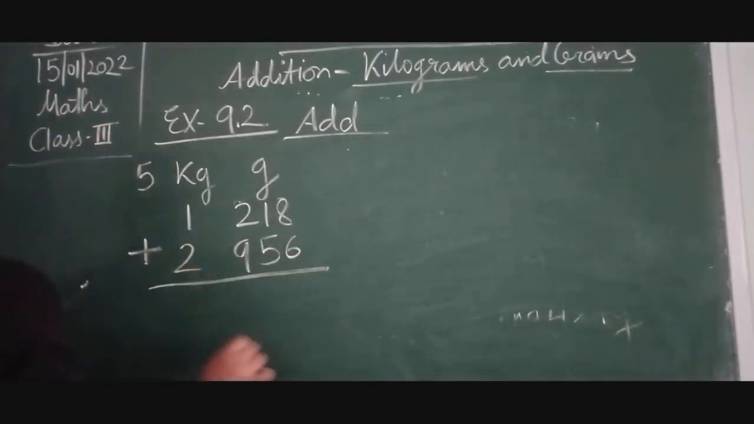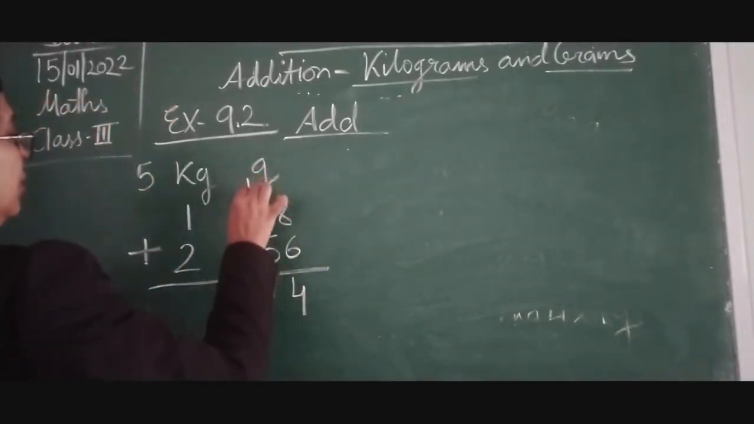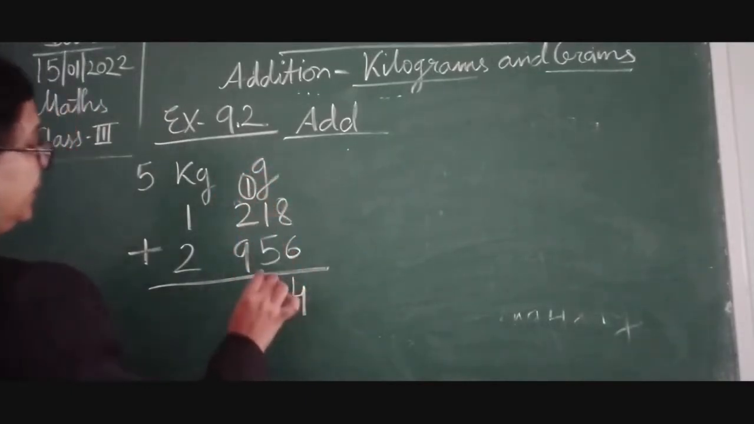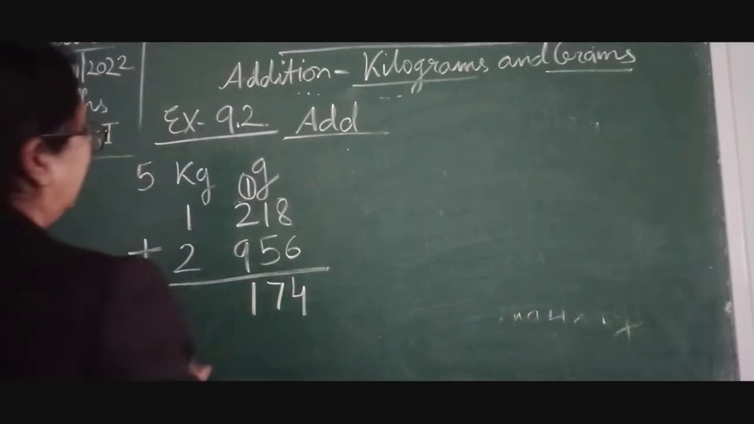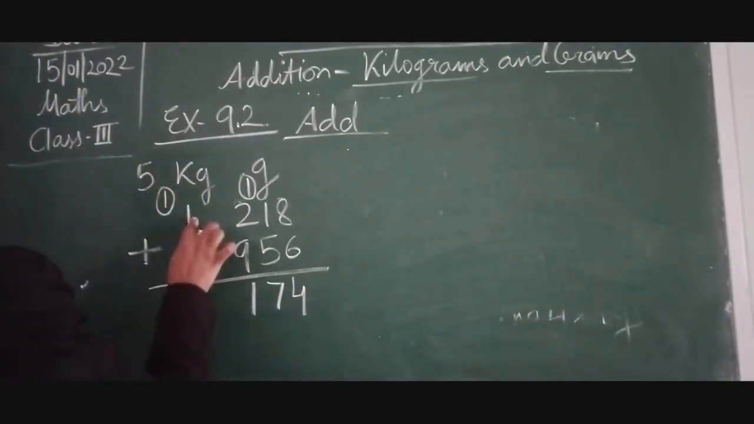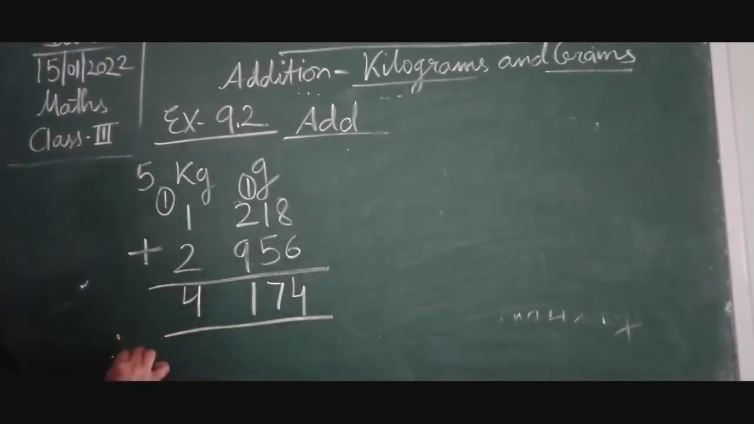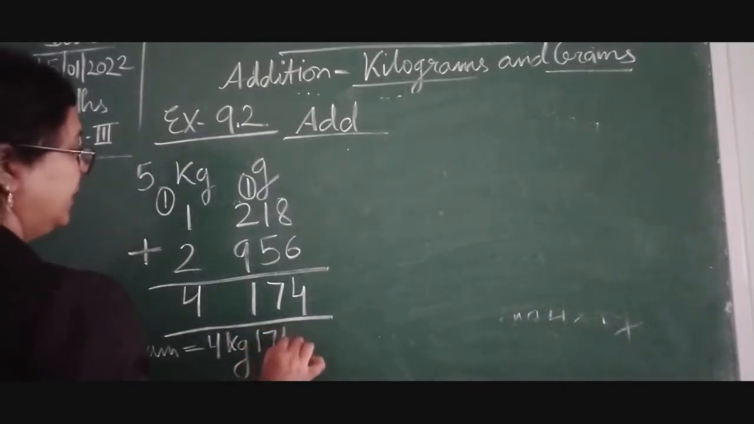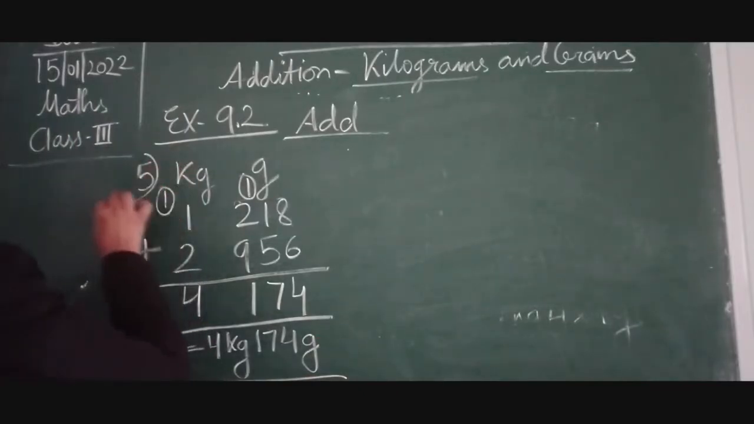So let's add 8 and 6, 9, 10, 11, 12, 13, 14, 4, 1 is carryover, 5 and 1, that is 6 and 1 is 7. So this is 9 and 2, 10, 11, 1 is carryover, okay. Now here 2 and 1 is 3 and 1 is 4. So therefore sum equal to 4 kg 174 gram, okay. So this is fifth number we have completed.